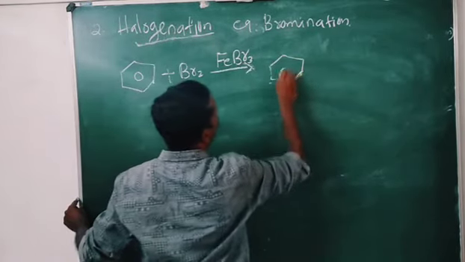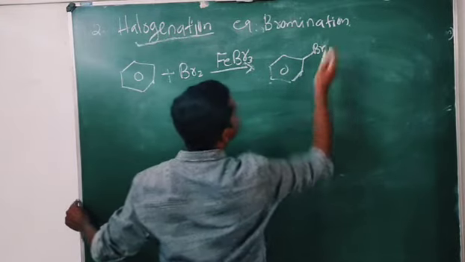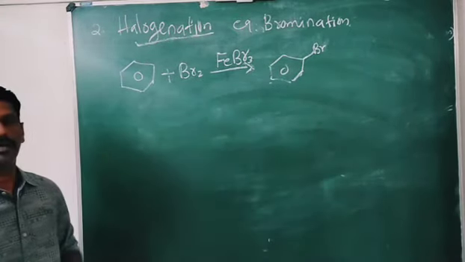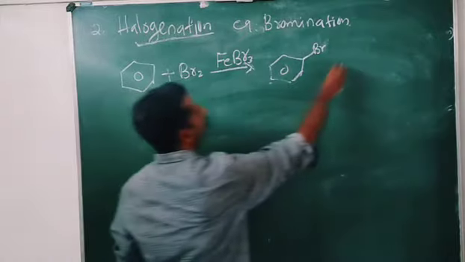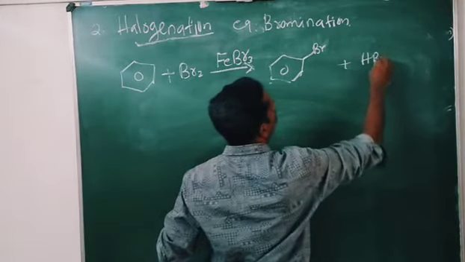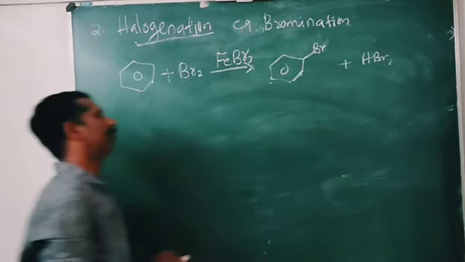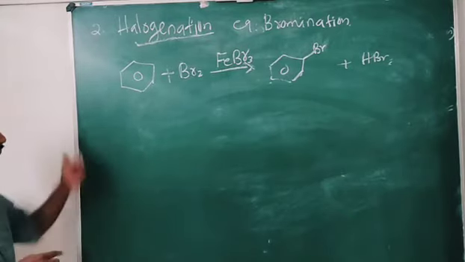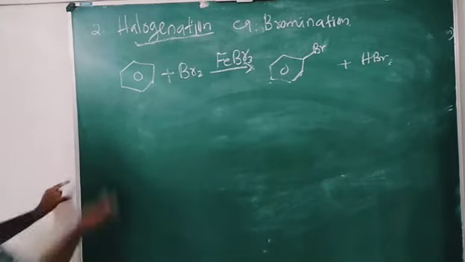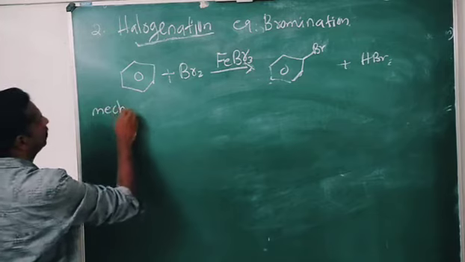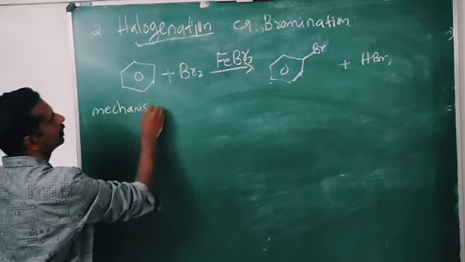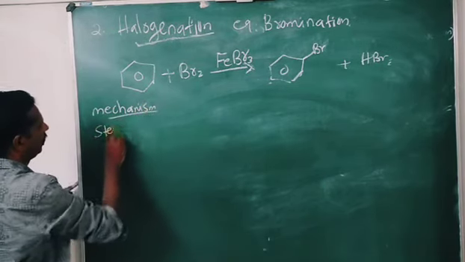We get bromobenzene. Here it is, Br, bromobenzene, plus the byproduct is HBr. Look at here, what is happening here? What is the mechanism of the reaction? Mechanism. Step 1.